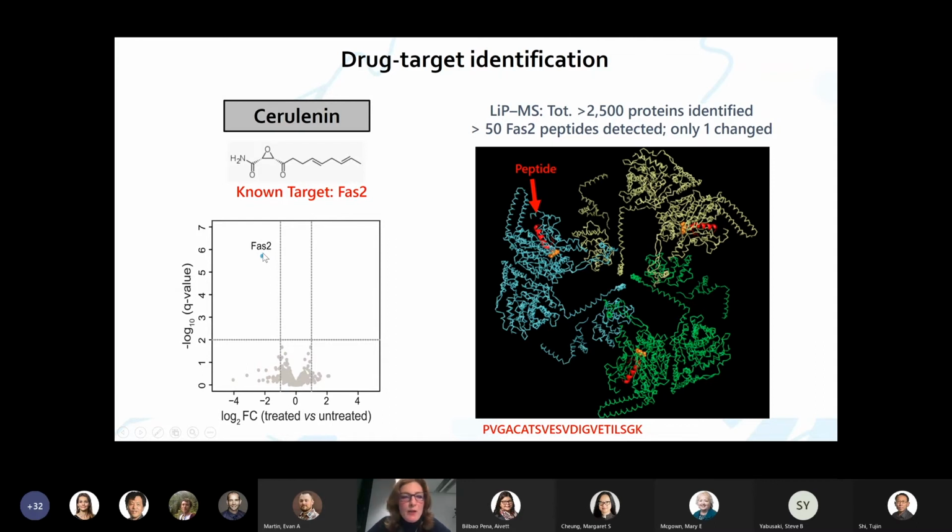And then the surprise came when we asked which peptide changed in this experiment, because a single peptide changed, and this was exactly at the binding site of cerulenin.